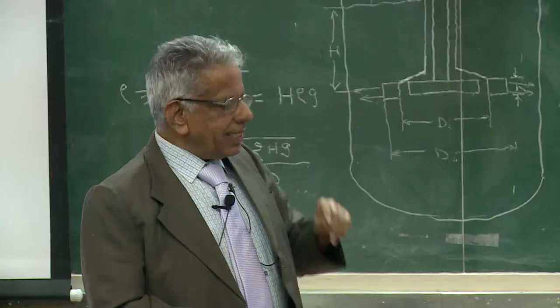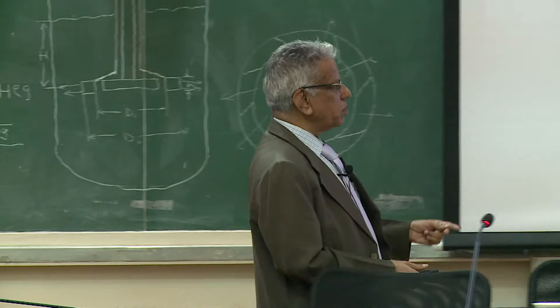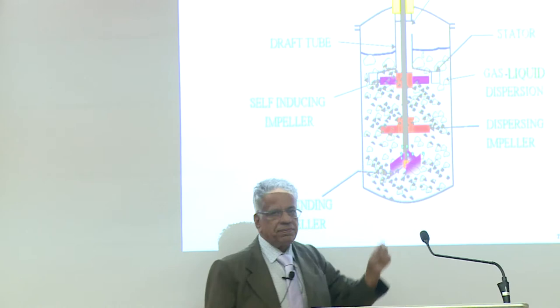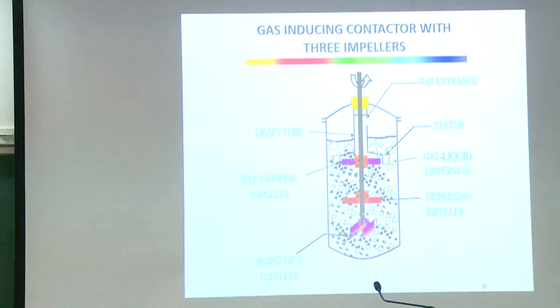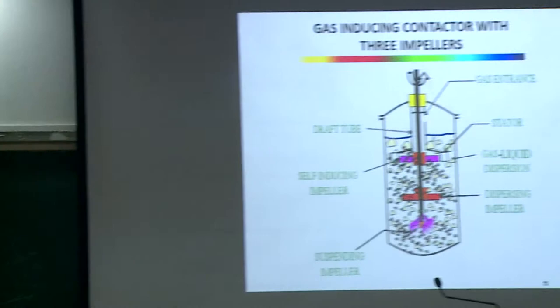Typically these gas-liquid reactions are three phase, that is, there is a catalyst, and catalyst suspension also has to happen. And I taught you last time that in the presence of gas, the ability of the impeller to suspend the solids goes down, mainly because of the reduction in power consumption. Therefore, we specially design one more impeller at the bottom, the job of which is only suspension of solid particles, right?